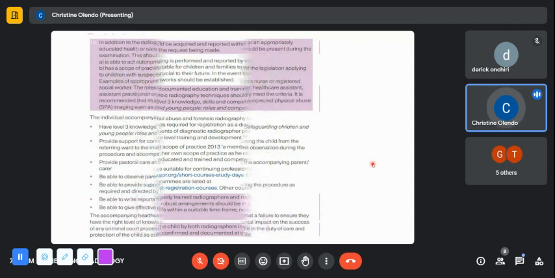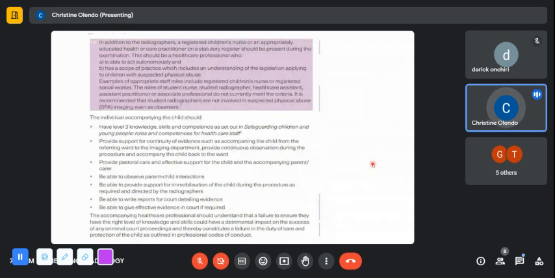The people who are allowed to accompany the patient are a registered nurse or an appropriately educated health or care practitioner who is statutory registered, to carry out the examination. These are people who are able to act autonomously. They have a scope of practice, which includes an understanding of the legislation.